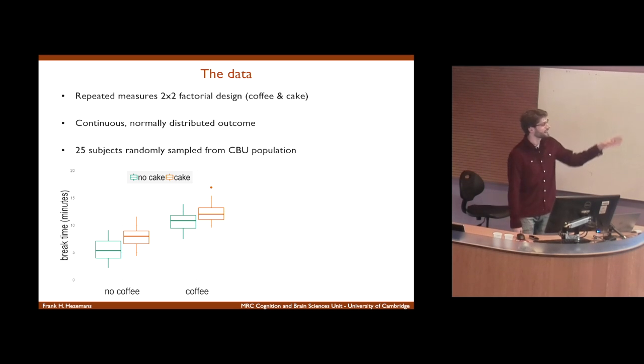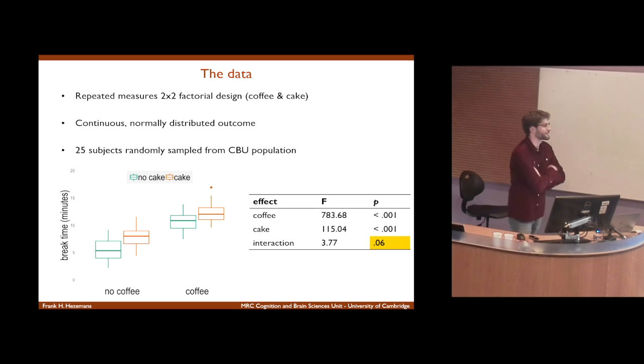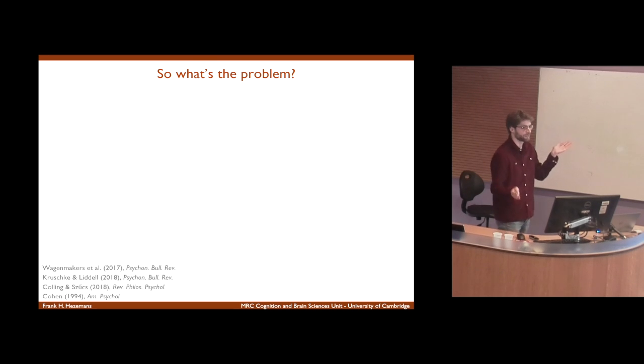So clearly, having the coffee machine there makes people spend more time in the common room. There also seems to be an effect of cake, but perhaps it's a bit more diminished when the coffee machine is available. So maybe an interaction effect, right? We can do an ANOVA. And in this case, we see that, unfortunately, there's a p-value of 0.06 for the interaction. So then we can't reject the null hypothesis for the interaction effect, which is a bit disappointing. Okay, so that's a pretty straightforward analysis.